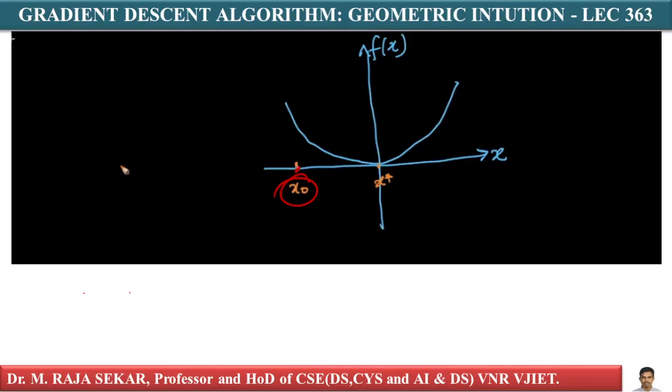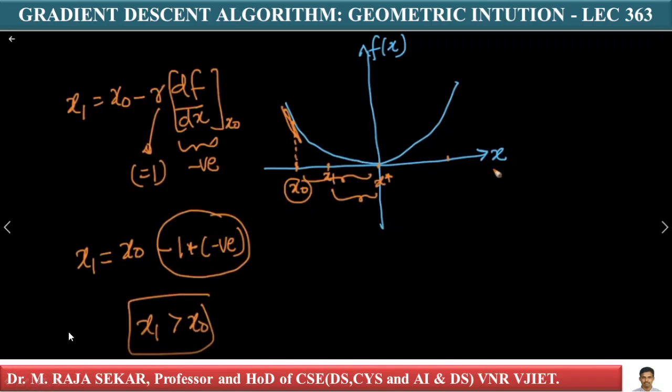If you find the slope in this direction, what slope will you get? You will get a negative slope, which we discussed. We already know why it is negative. Now, what is our update? Our update is x1 equal to x0 minus r into df by dx at x0. r we anyway fix to 1, and df by dx is the slope at x0. Slope at x0 is negative, r is 1. 1 into a negative quantity, negative into negative is positive. Therefore, you are getting x1 equal to x0 plus some positive quantity, isn't it?